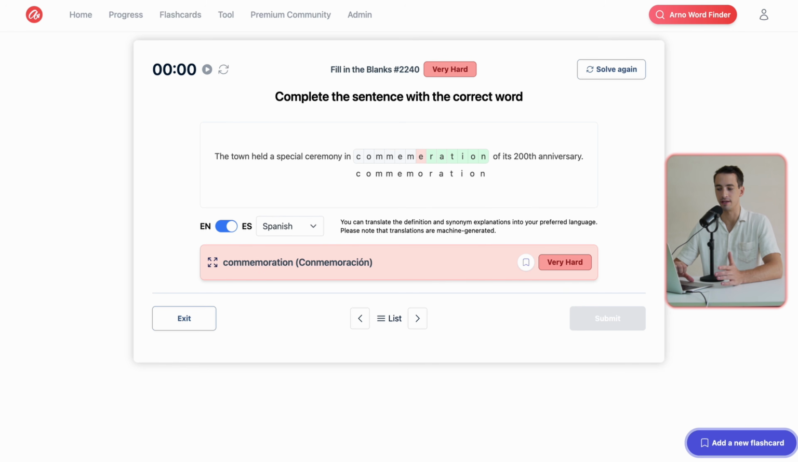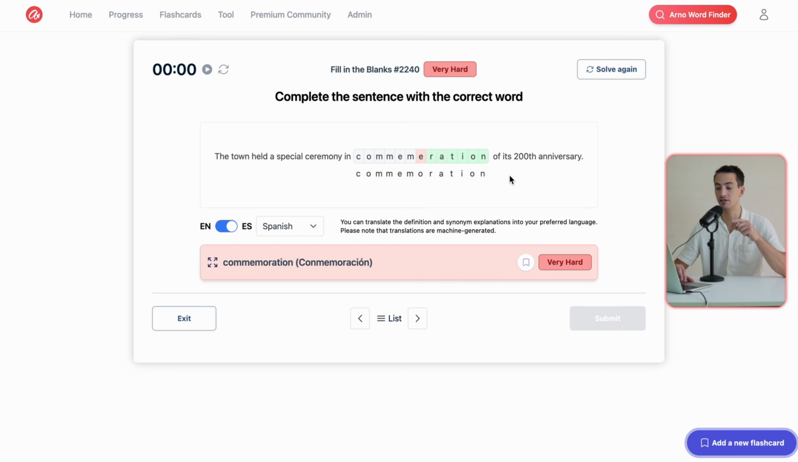A commemoration means more or less a celebration. Okay, it's a way to celebrate, especially an important historical moment. So the key clue here, or I guess there were two clues, was special ceremony. Right, a commemoration is a type of ceremony, and for its 200th anniversary. So 200th anniversary makes clear that this is an important historical event, which means that commemoration would be a very appropriate word for this context.